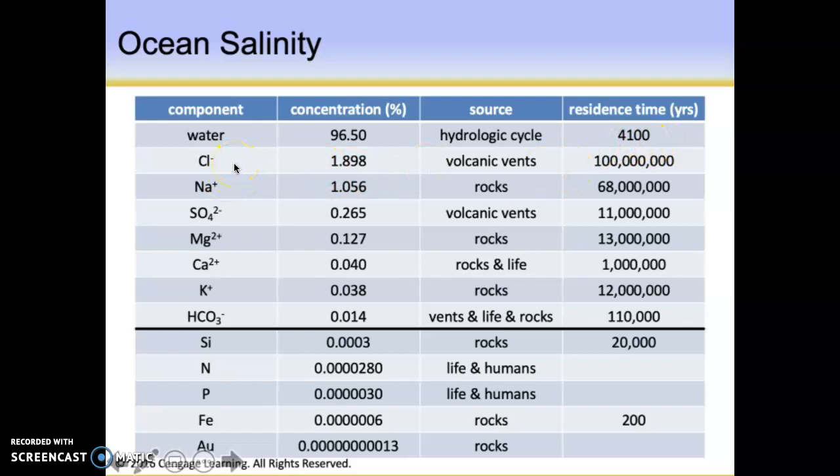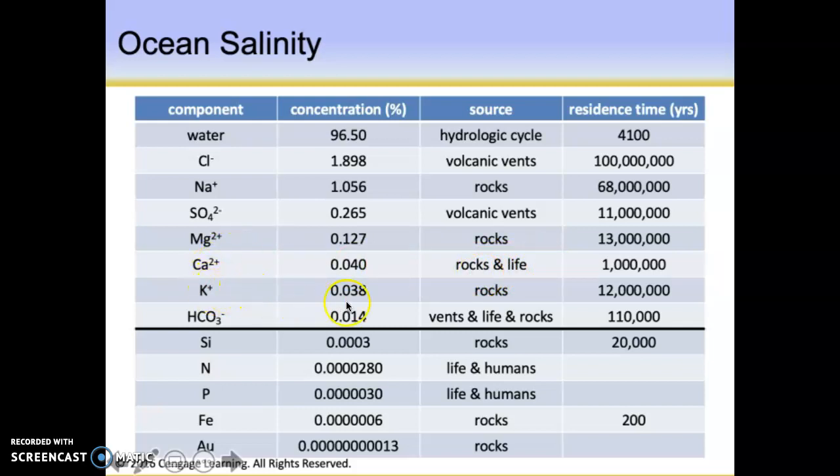And then we get into the dissolved solids. Very interesting to note here that the chloride comes primarily from volcanic vents, while the sodium comes primarily from weathering of rocks. So you'll notice nobody's dumping salt into the ocean. The sodium and the chlorine are coming from two different places. You can see the sulfate comes primarily from volcanic vents, magnesium from the rocks. So we're kind of going back and forth. The calcium that we find in the seawater comes from rocks and life.